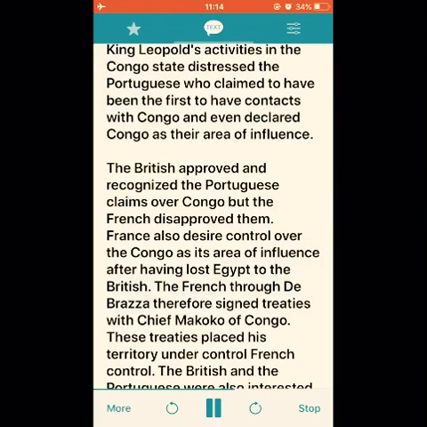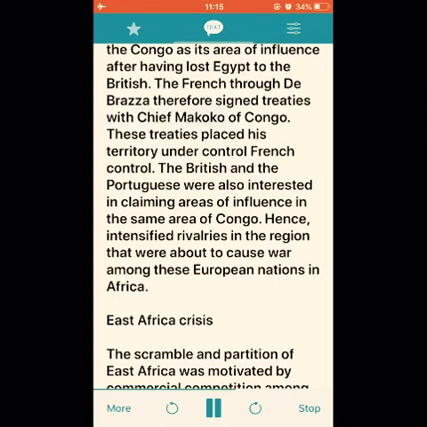The French through de Brazza therefore signed treaties with Chief Makoko of Congo. These treaties placed his territory under French control. The British and the Portuguese were also interested in claiming areas of influence in the same area of Congo. Hence, intensified rivalries in the region that were about to cause war among these European nations in Africa.